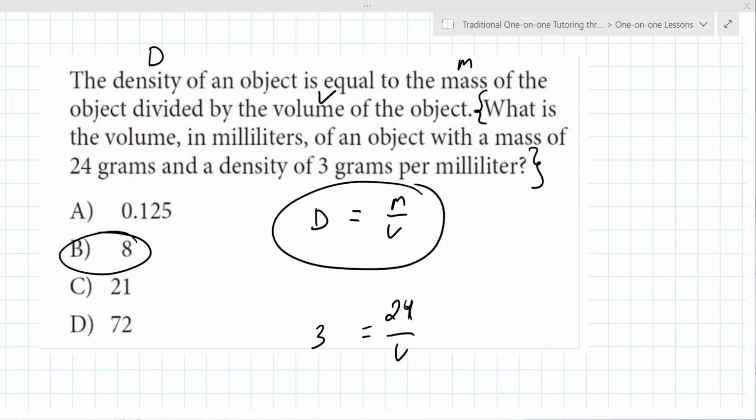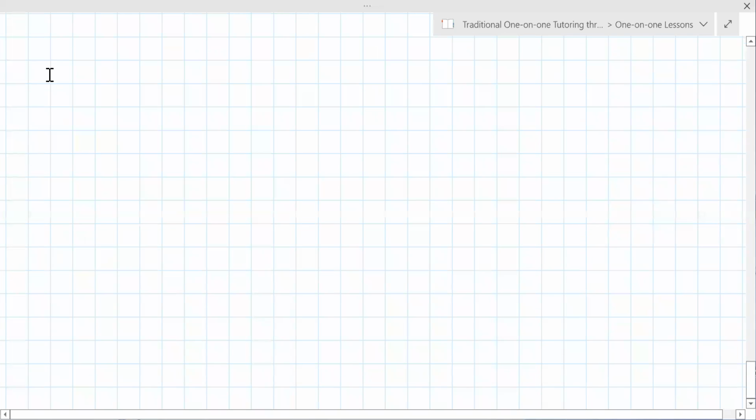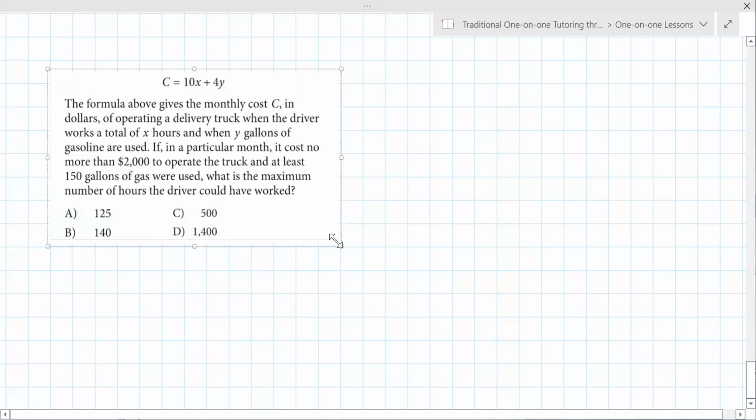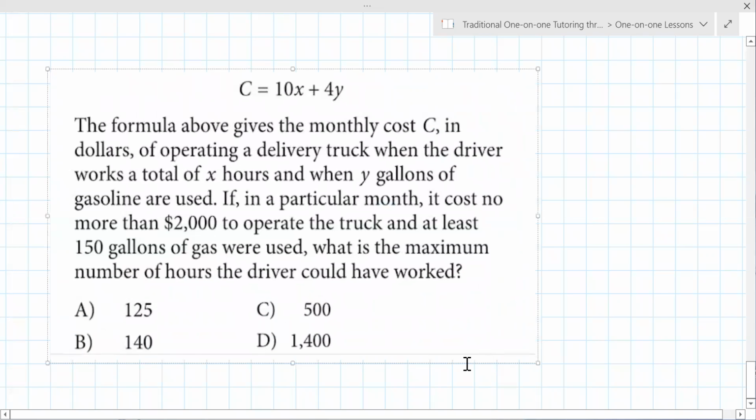Okay, kind of a new question. None of these questions are as connected as some of the other ones. I'm trying to find a few more that I can give you to do, but they're all kind of disconnected. All right, so the formula above gives the monthly cost C in dollars of operating a delivery truck when the driver works a total of X hours and when Y gallons of gasoline are used. If in a particular month it costs no more than $2,000 to operate the truck and at least 150 gallons of gas were used, what is the maximum number of hours the driver could have worked?